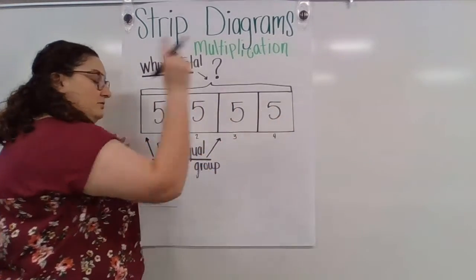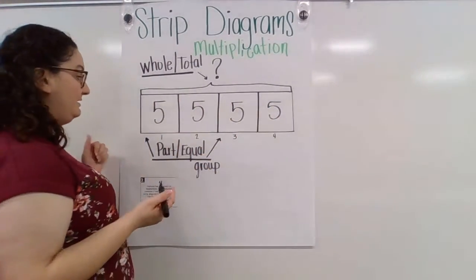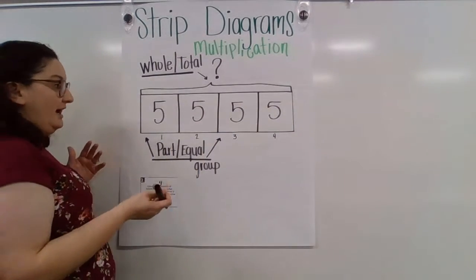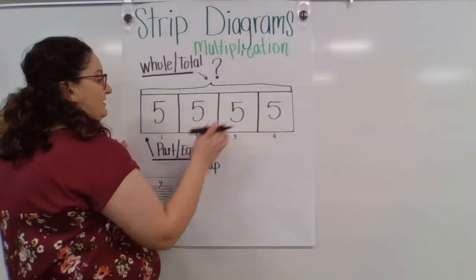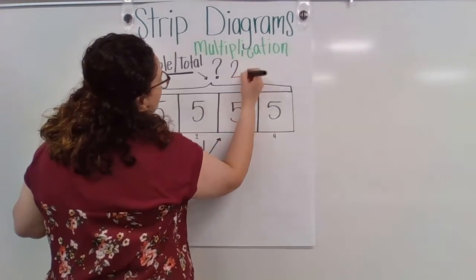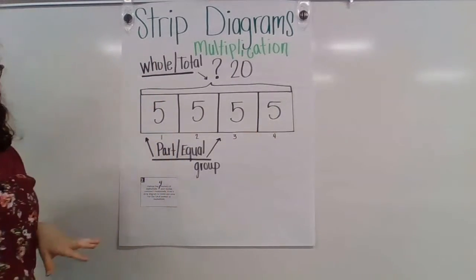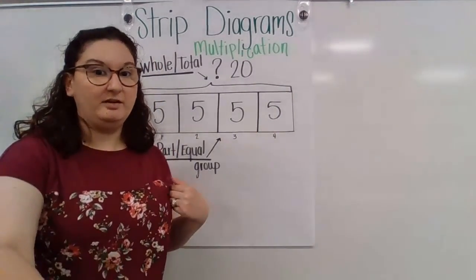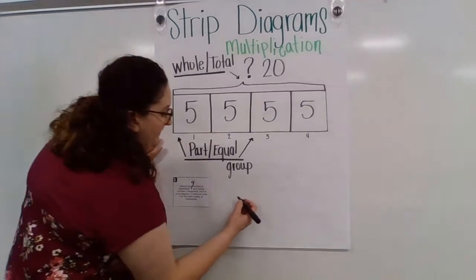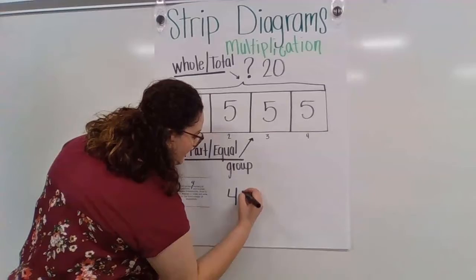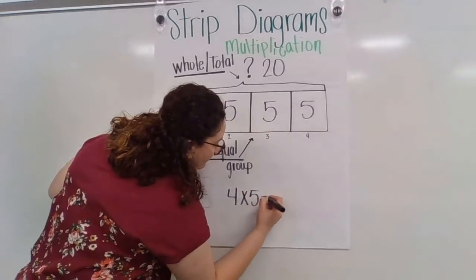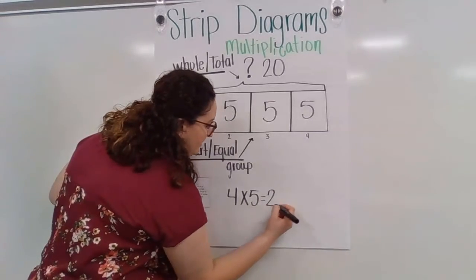This is like repeated addition, where I would have 5 plus 5 plus 5 plus 5. And so I know that 5 plus 5 plus 5 plus 5 is 5, 10, 15, 20. So my total would be 20. What would my equation look like for a problem like this? I have 4 groups, so that would be 4 times 5, because I have 5 in each group, which would equal 20.